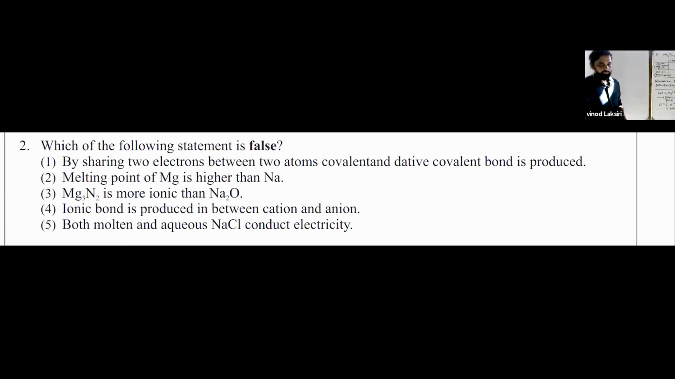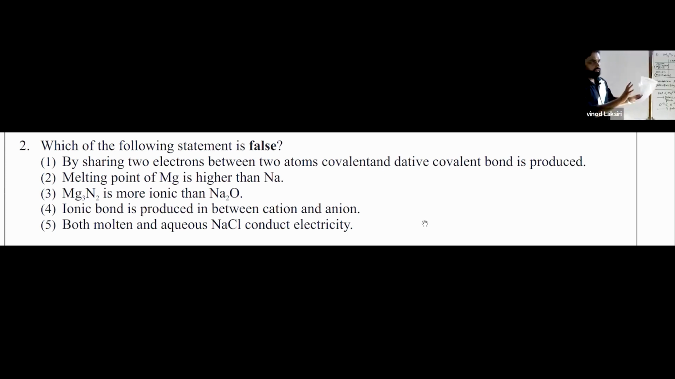Then the fifth one. So you can write it down as the fourth one. Fourth answer: electrostatic attraction between cation and anion is known as ionic bond.